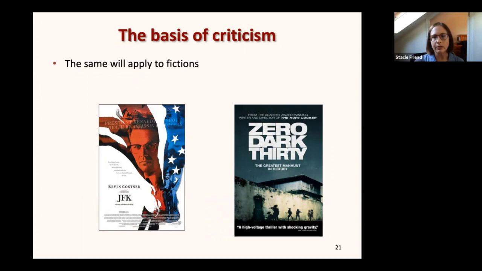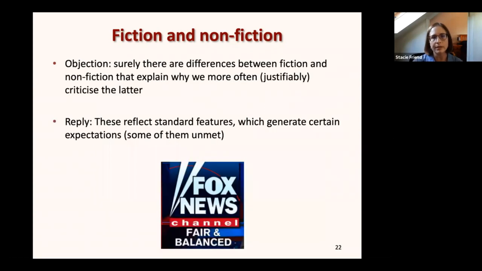So movies like JFK and Zero Dark Thirty have been subject to intensive criticism because they strongly suggest the truth of various claims that they made, both because of what we know about the filmmakers and because of features of the film. In this case, both films use real footage. JFK uses video footage and Zero Dark Thirty uses audio footage of real events that cue us to think that we're seeing something that's accurate. And that's one of the reasons that they're rightly subject to criticism for their inaccuracies.